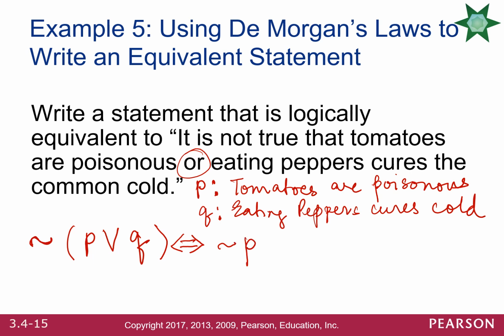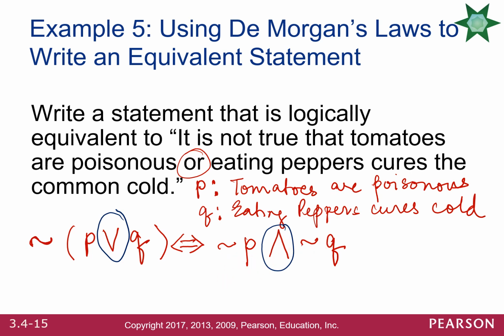not P. So you kind of distribute the negation to each of these statements. So not P and then not Q. And this or symbol changes to an and symbol. This changes to an and, and that's De Morgan's law. So if we were to create a truth table for not (P or Q), that would be equivalent to the statement not P and not Q.